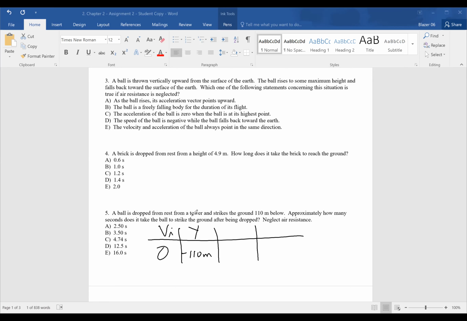Approximately how many seconds does it take the ball to strike the ground? I'm looking for time. Neglect air resistance, which means that my value for a is negative 9.8 meters per second squared. I can find the equation that doesn't have v final and solve for t. Hope you understand what I'm doing. All right, let's just move right along.